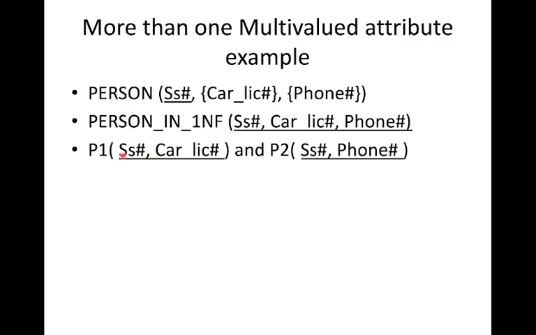P1: SSN number, car license number. These two together will form the key. And another way is to form another relation P2 with SSN number and phone number. And the combination will form the primary key of this table. So we have two relations from this. So this is now the more than one multi-valued attribute example. So we have split it into two, and this is in first normal form now.